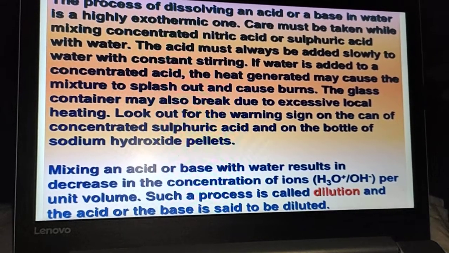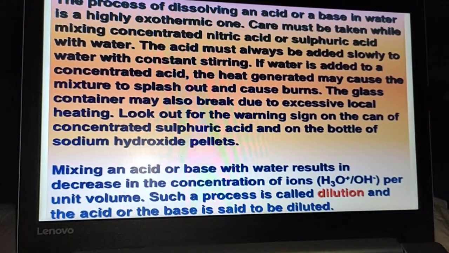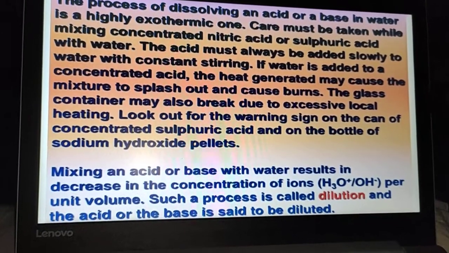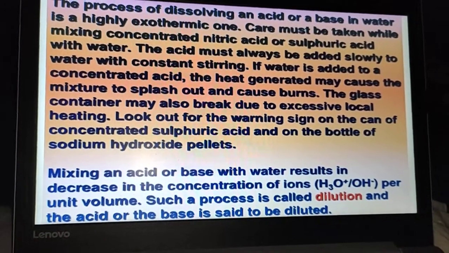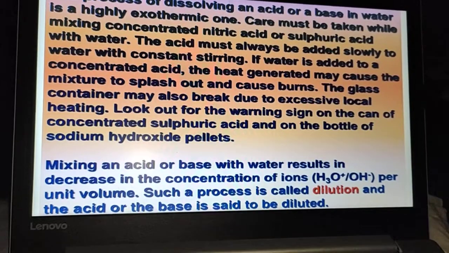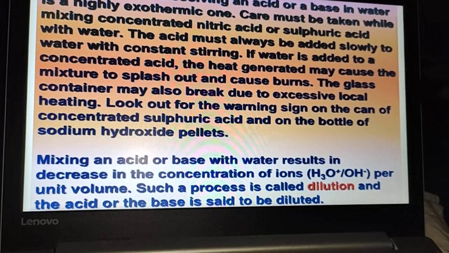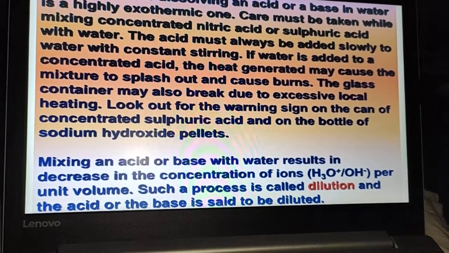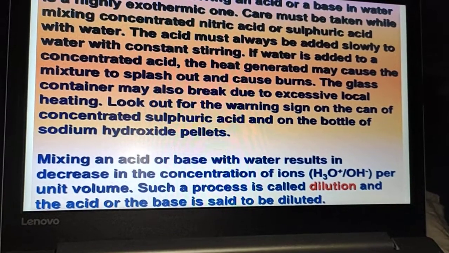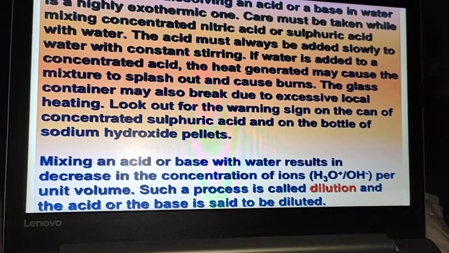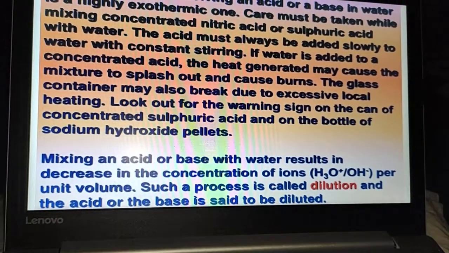Look out for the warning sign on the can of concentrated sulfuric acid and on the bottles of sodium hydroxide pellets. Pellets are in the form of tablets. We have sodium hydroxide pellets in the form of tablets in the lab. Mixing an acid or a base with water results in a decrease in the concentration of ions, H3O+ and OH-. H3O+ is nothing but H+, and OH- is the base. Per unit volume, such a process is called dilution, and the acid or the base is said to be diluted.